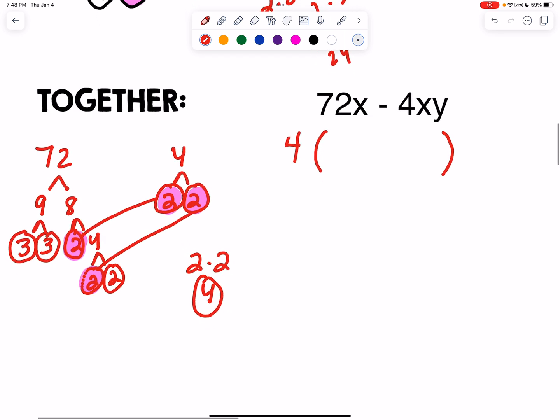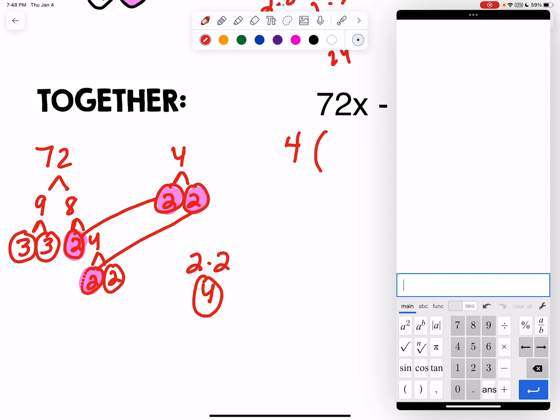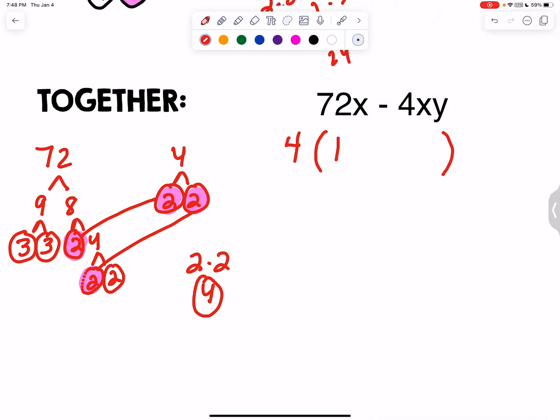So 4 times what is 72? If I don't know, I'm going to a calculator, and I'm doing 72 divided by 4, and it says 18. So I have an 18 here, okay? And then I need to notice also, okay, I have a common x. If you have a common x, that means you can pull out the x as well. And that's the thing people were forgetting on the test, okay?